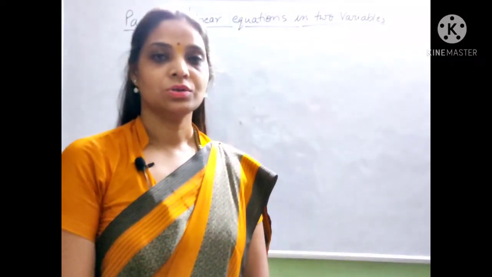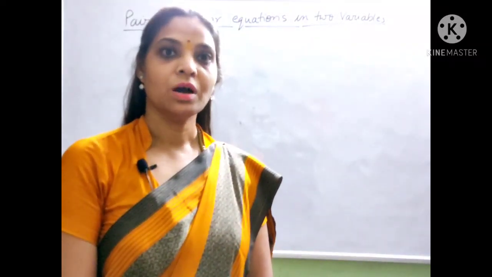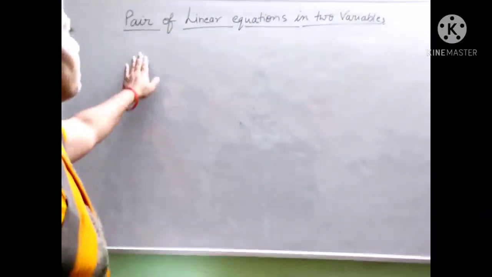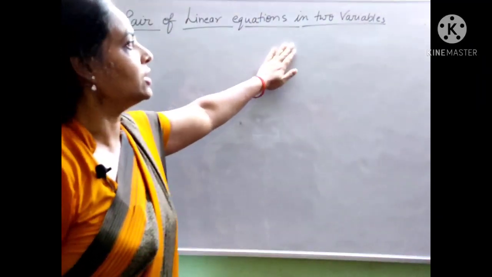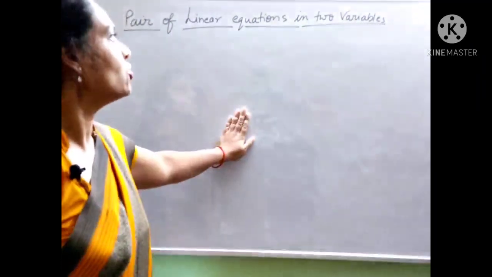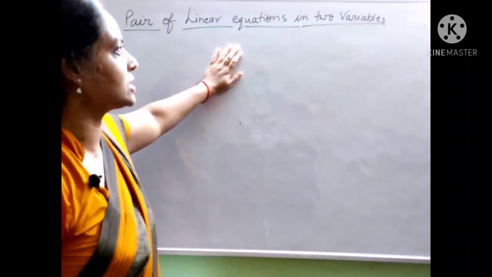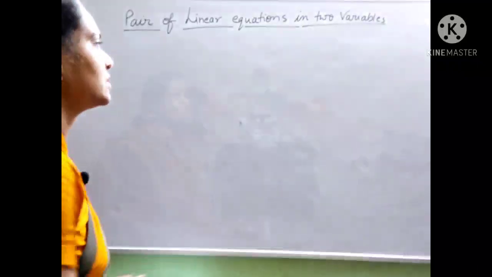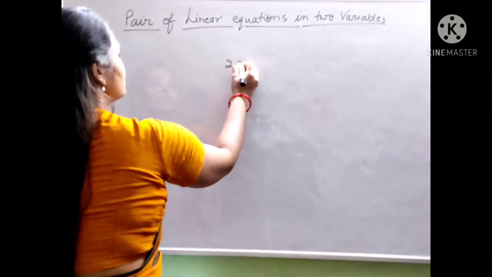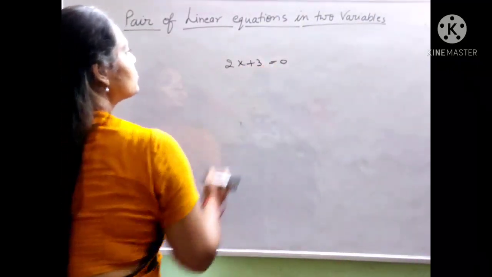Hello students, today I am going to teach you a topic, pair of linear equations in two variables. So first of all we have to understand what is a linear equation in one variable. Suppose we have an equation 2x + 3 = 0.